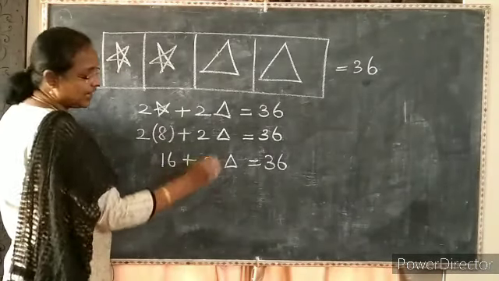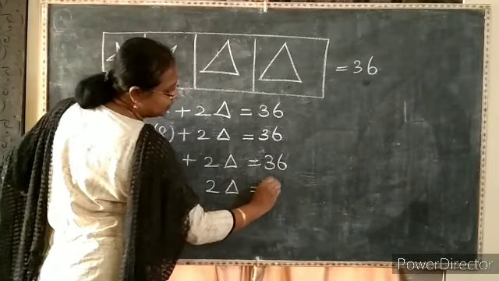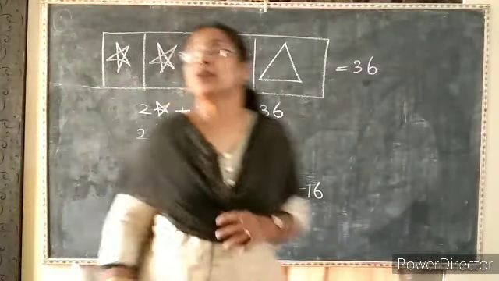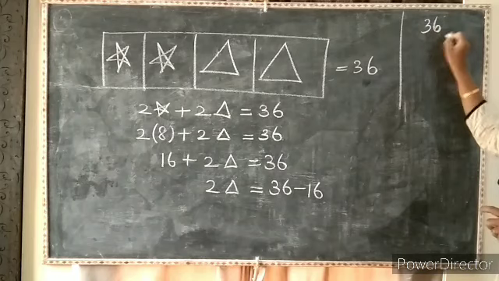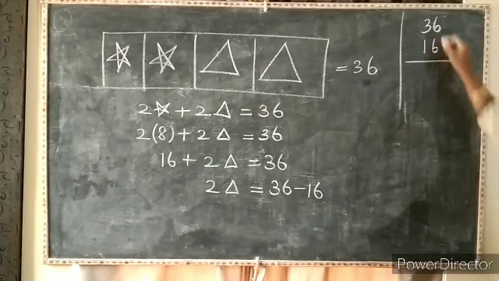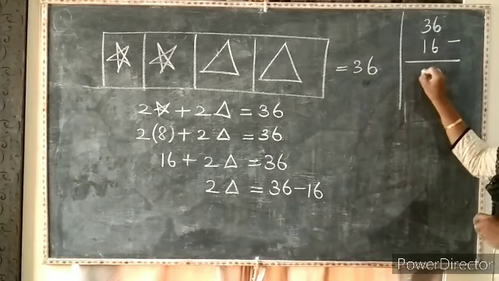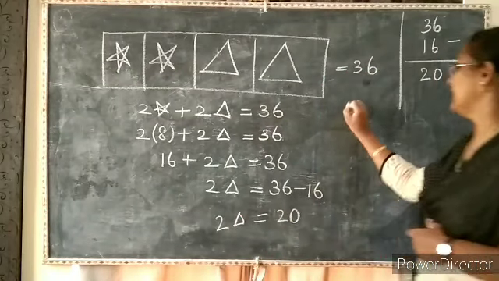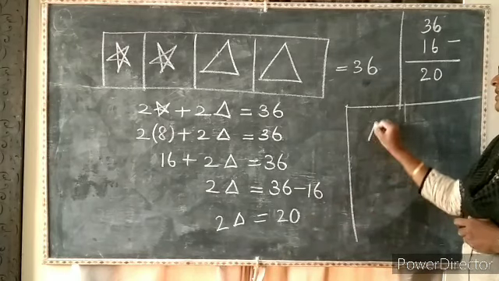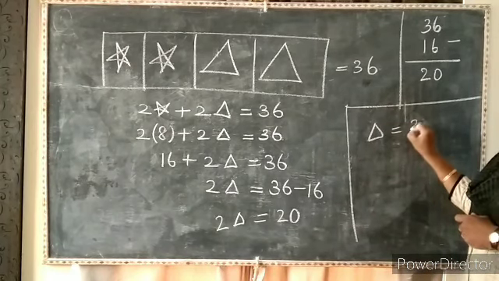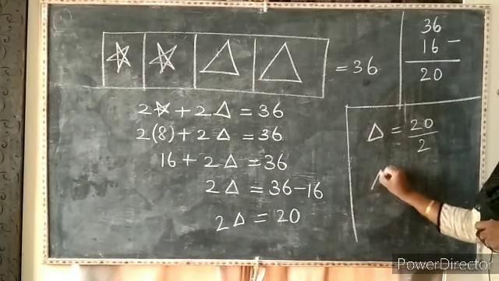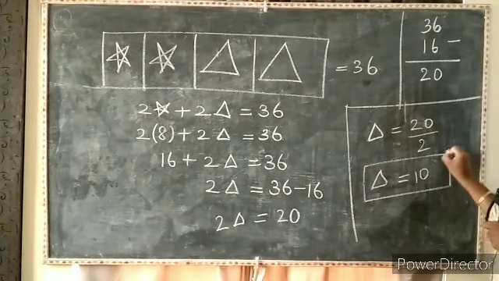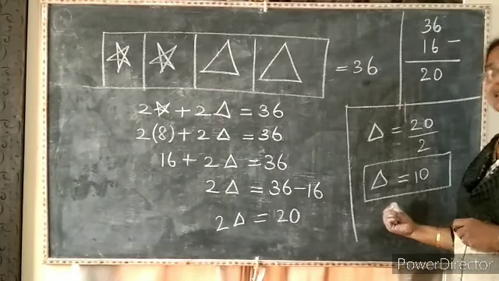16 plus 2 triangles is equal to how much? 36. Now I need the value of the triangle. So now 2 triangles is equal to 36. If I take this plus 16 to that side, it will become minus 16. Okay. Now I am going to subtract 36 minus 16. Now 6 minus 6 is how much? 0. 3 minus 1 is how much? 2, so 20. So now 2 triangles is equal to how much? 20. Now if 2 triangles is equal to 20, what will be the value of a single triangle? Single triangle is 20 divided by 2. Now what is 20 divided by 2? 2 tens are 20. So the value of one triangle is equal to what? 10. Did you understand how we get the answer?